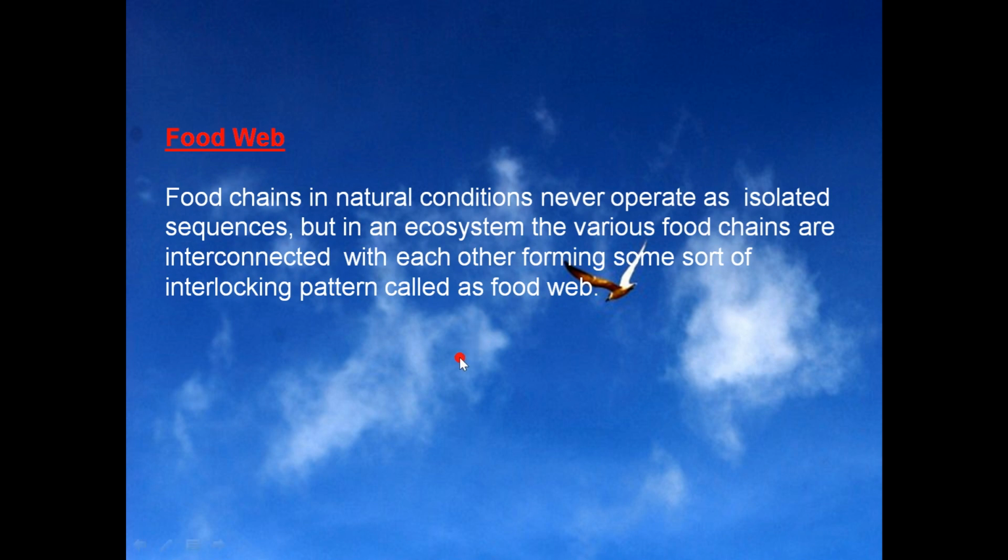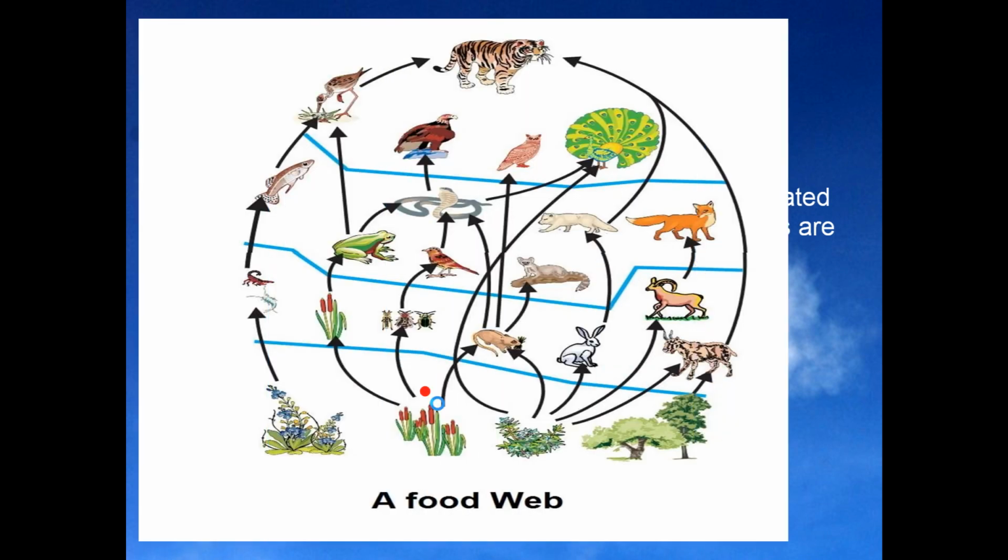So for example, in the grazing food chain we have seen in the grassland ecosystem, in the absence of rabbit, grass may be eaten by the mouse. The mouse in turn may be eaten directly by the hawk or maybe the snake. At first it can be eaten by the hawk. So in this way a network is observed.